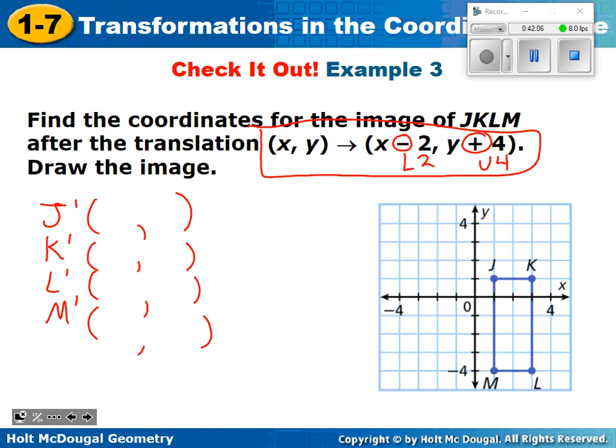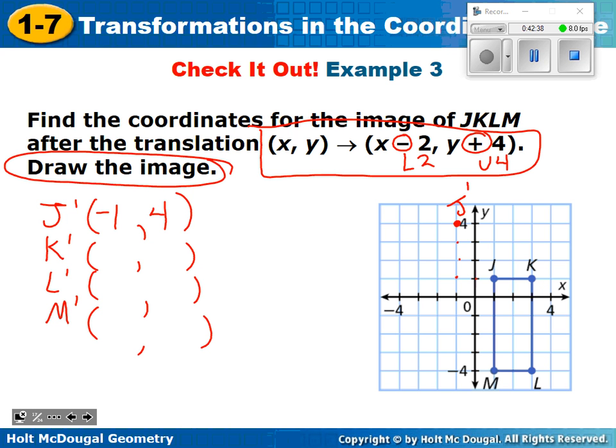So again, you could go and list the coordinates for J, K, L, and M and then plug them into the formula. Or what I think is easier, because you have to graph it anyway, since it says draw the image, you're going to have to graph it anyway, I think it's easier just to start with J and shift it left 2, up 4. Left 2, up 4. And label it J prime. What is our coordinate for J prime then? Negative 1, 4.